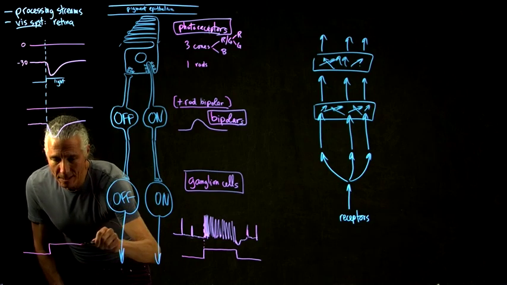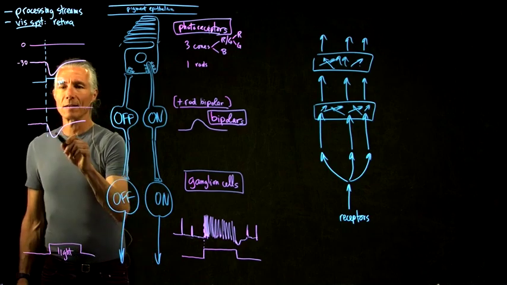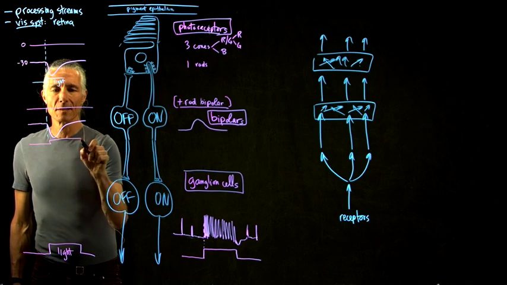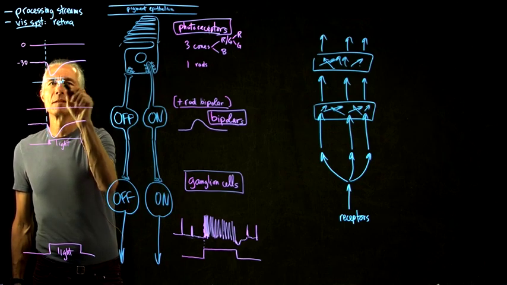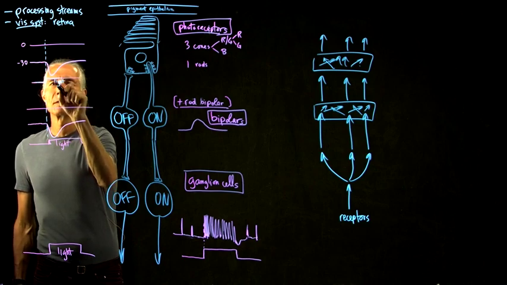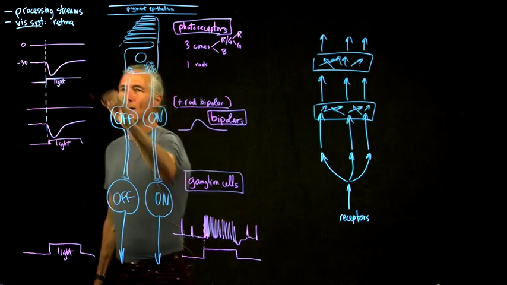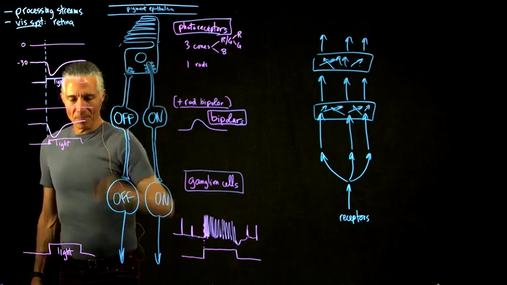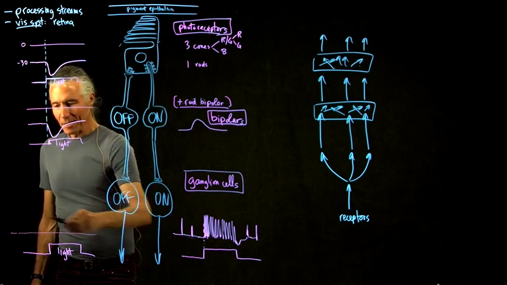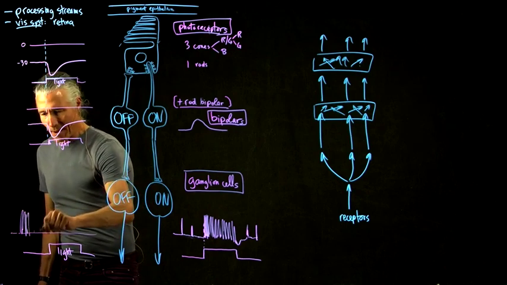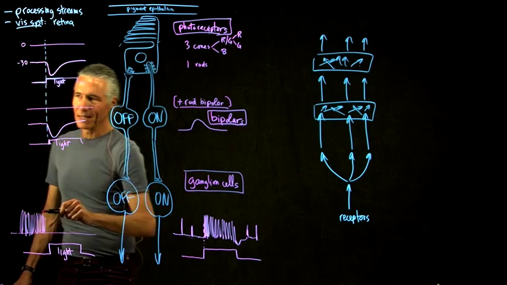So here's a light. I didn't put the light in here, so let's put the light in here. Light. The off ganglion cells are very strange. What they do is they're actually like the dark. In the dark they'll just be firing away, 200 hertz or something like that. It's just like hard working.